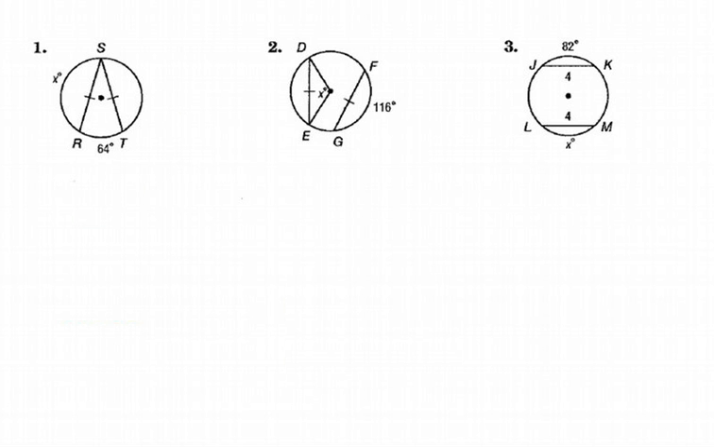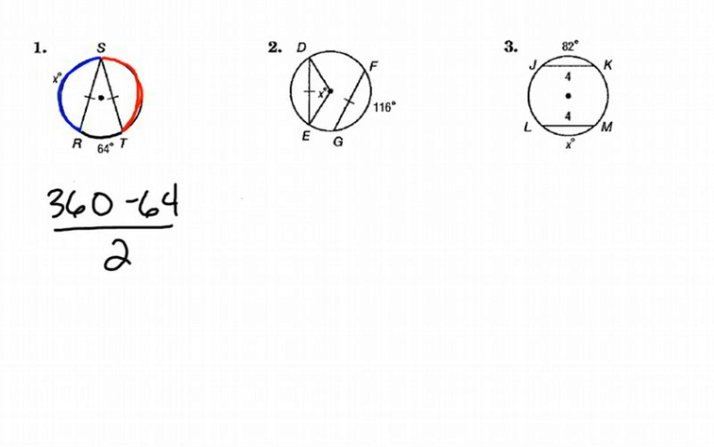Then what we did in class is we went through some examples of how we would use this. In example 1, I know that this arc and this arc have to be the same. If this piece is 64, then to get the rest of it, I would take 64 away from 360. Then I have to divide it by 2 to find x, because again, I know the blue and the red are the same. So I would subtract, divide by 2, and x is 148 degrees.